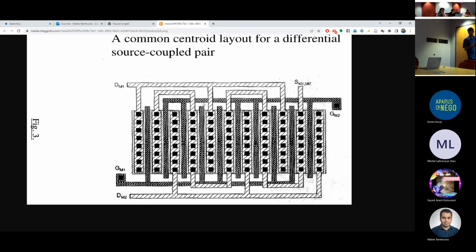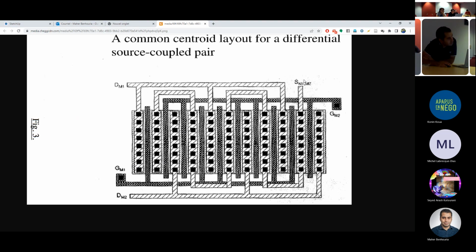Here in this case, we are using multiple fingers. If you take the fingers in the middle, they are symmetric. We should find out the source and drain. This is source one, for example, the first one, the gray one. This is drain one, M1. Gray M1. And this one is source one. This is the common source: source M1, source M2. It's the same.